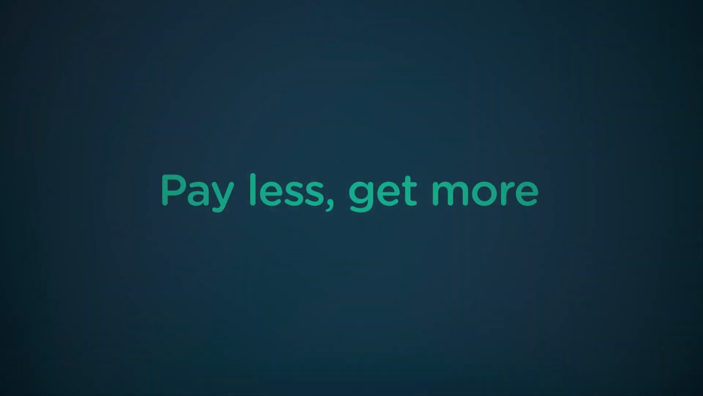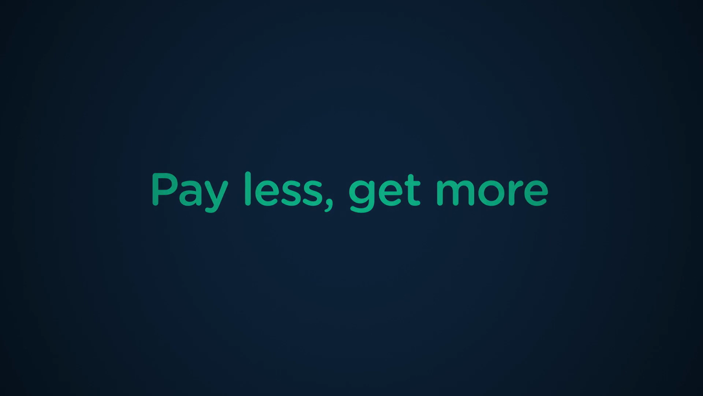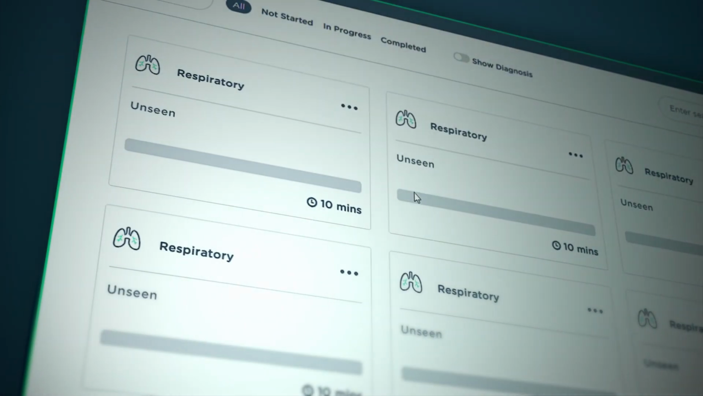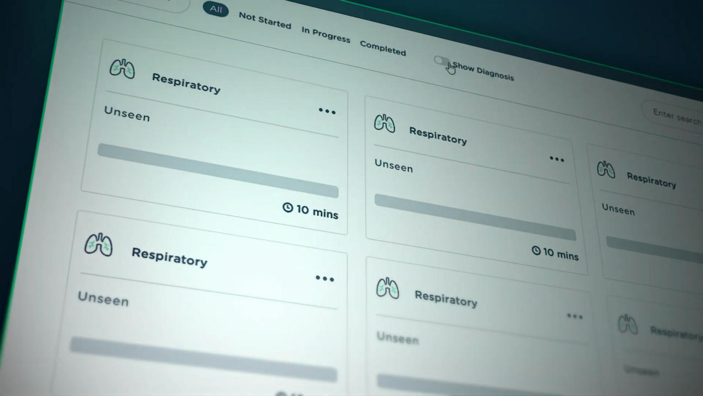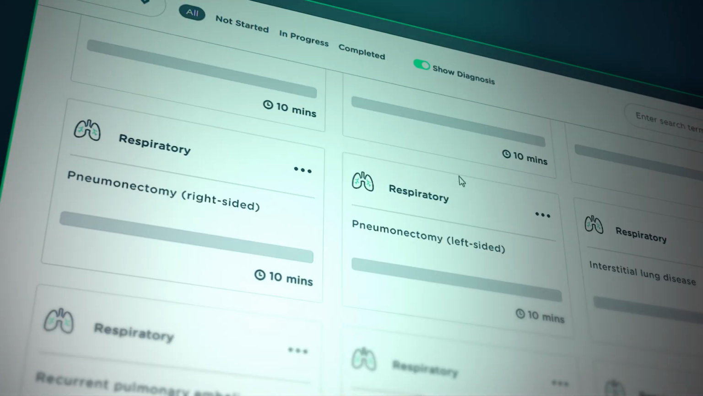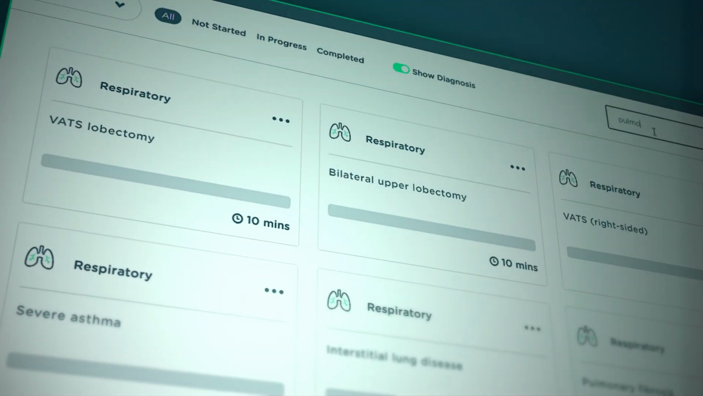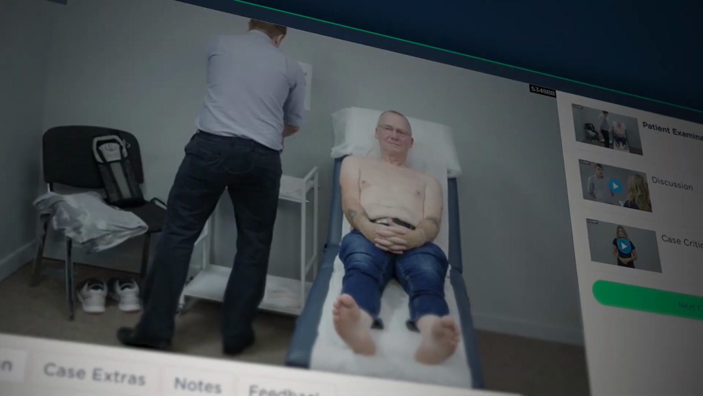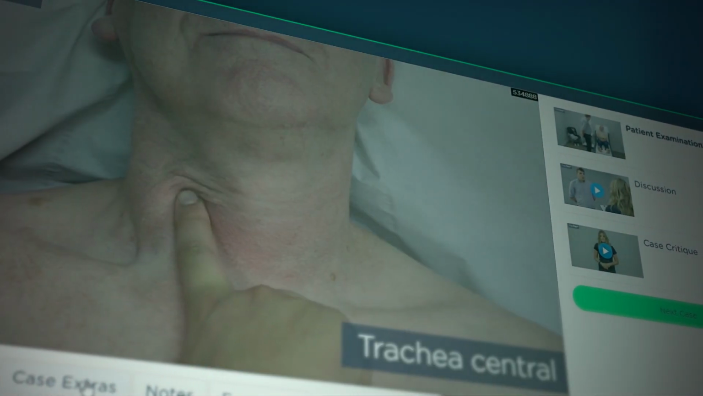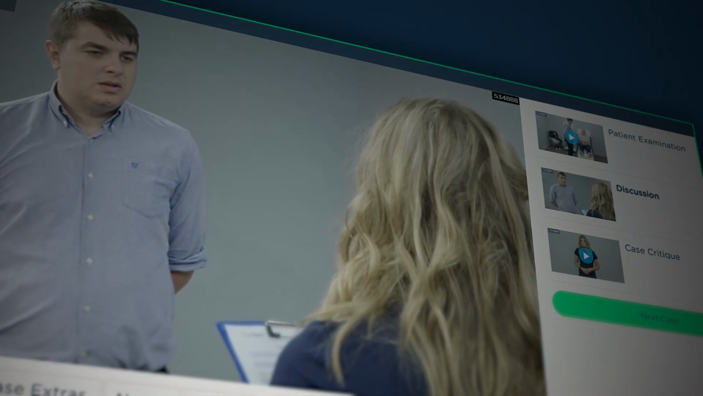Signing up to an online resource for around a tenth of the price of a face-to-face course represents great value for money. In Pastest's online resource, there are 125 patients with different conditions to work through, more than you'd expect to see on any normal course. This works out at around £1 per case.